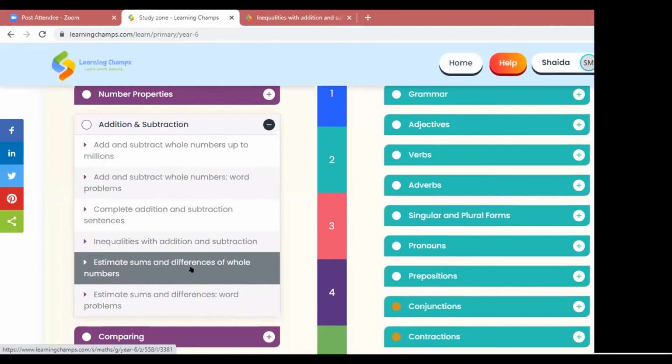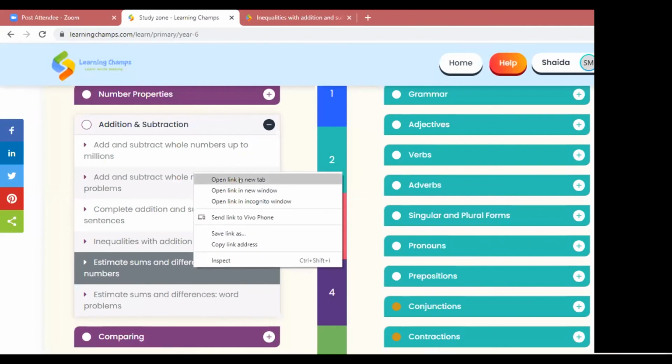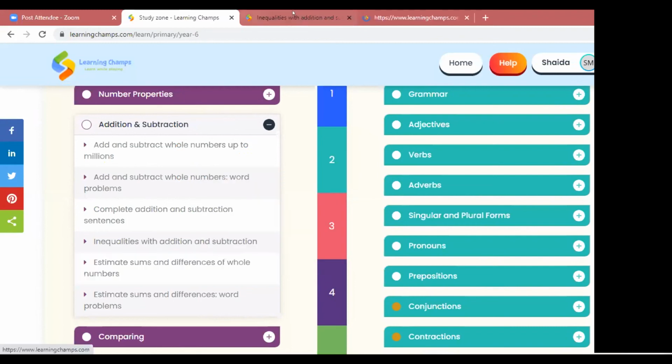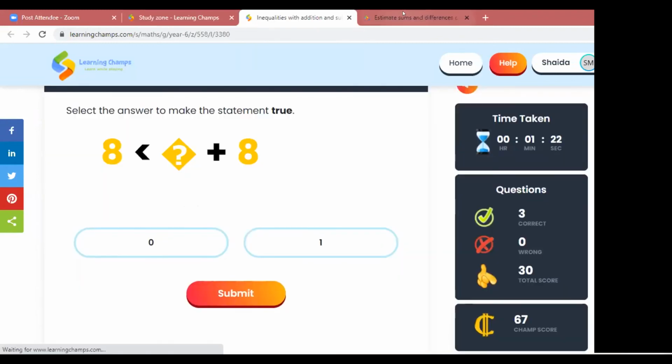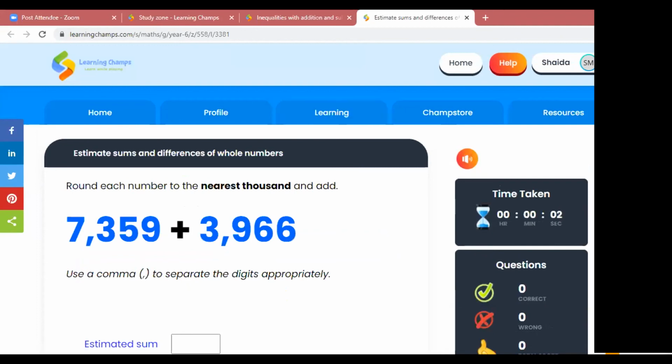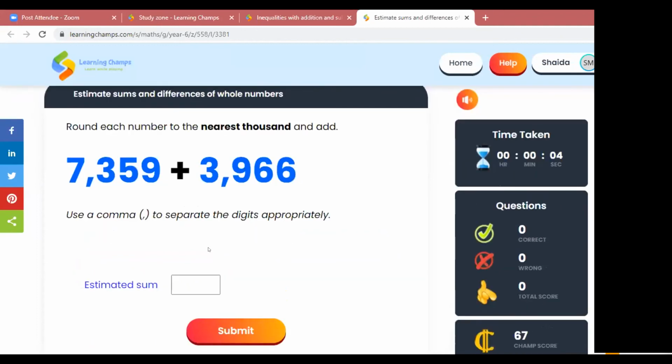That is the one next to it. Estimate sums and differences of whole numbers. So what you have to do is round it to the nearest 1,000. Can someone tell me the answer for this? Raise your hands. Who wants to tell the answer? Yes, Abdullah. 4,000.